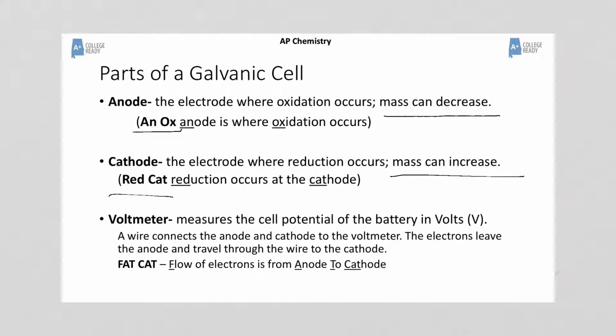And the electrons, and this is pretty important, you might want to put a big star by this, the electrons leave the anode, because think about it, the anode is oxidation, that's where electrons are lost in that half reaction. And the electrons are going to be traveling through the wire to the cathode where they want to be gained to cause reduction. So the mnemonic device here is kind of a stretch, but flow of electrons is from the anode to the cathode.